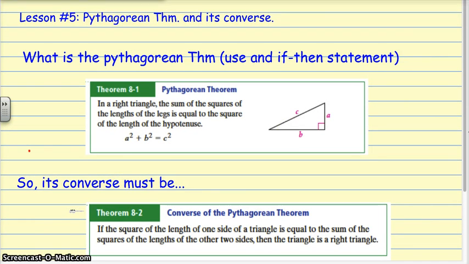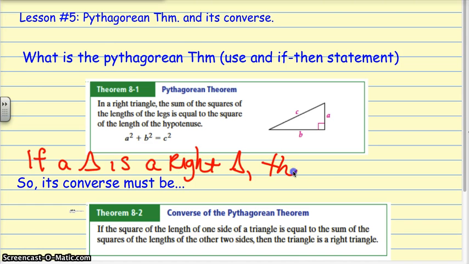Believe it or not, it is an if-then statement, even though it doesn't read that way. It says, in a triangle, the sum of the squares of the lengths of the legs is equal to the square of the length of the hypotenuse. So, this basically says, if a triangle is a right triangle, then a squared plus b squared equals c squared.